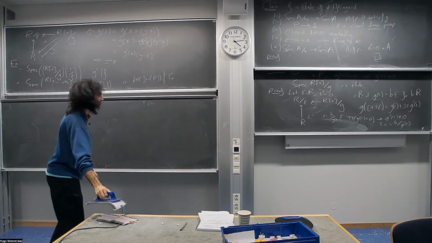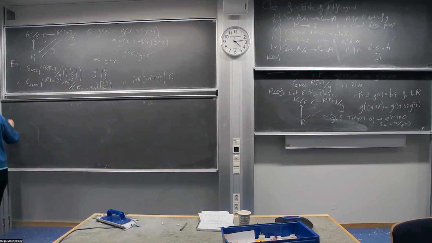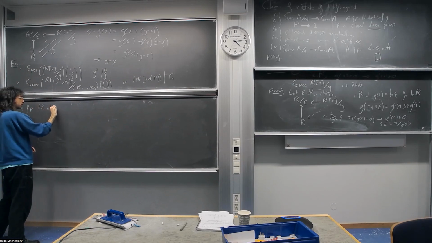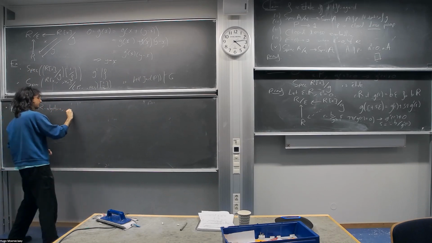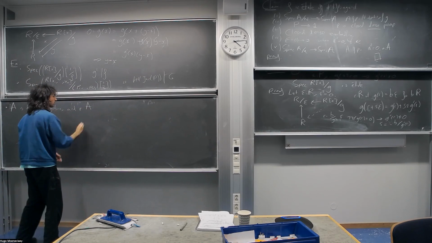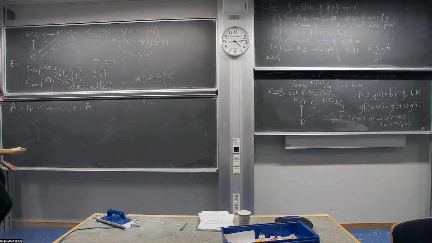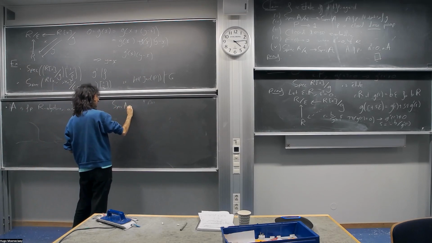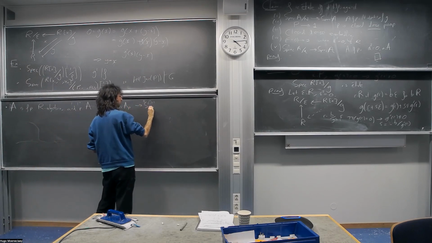Okay, we do one more example. This is a general one. So A is a finitely presented algebra, and P is a prime of A. Then the localization is going to be étale. So this maps spec A_P to spec A.